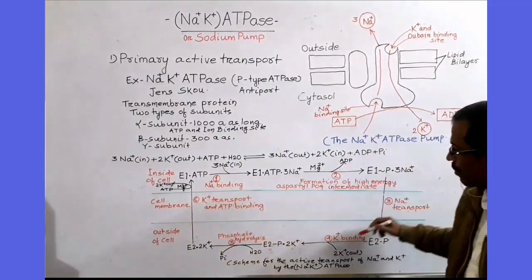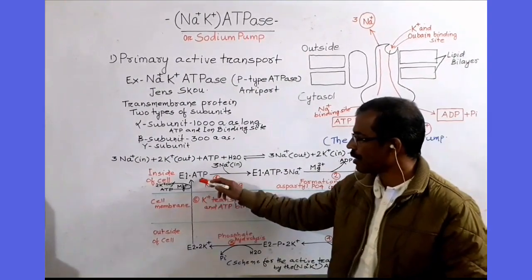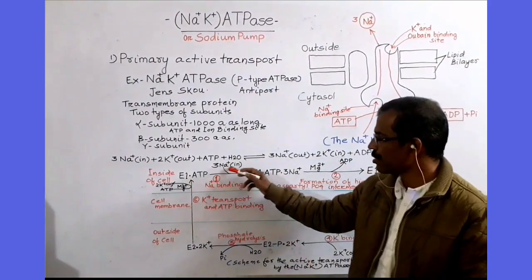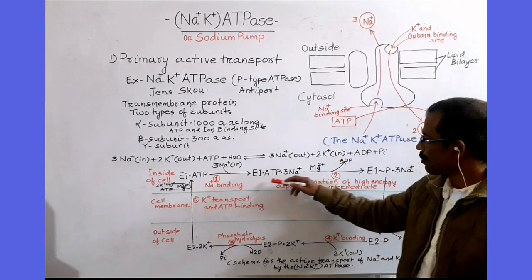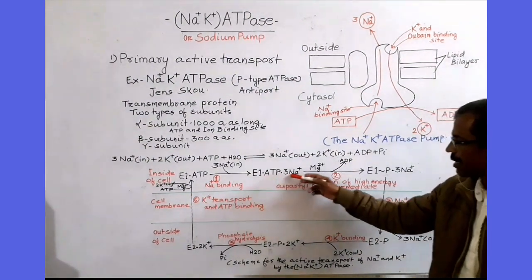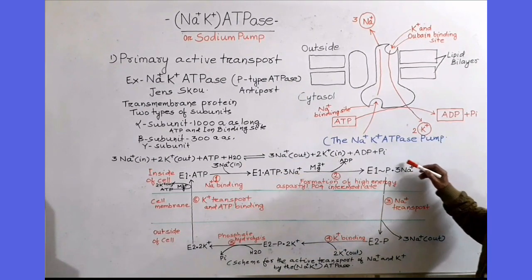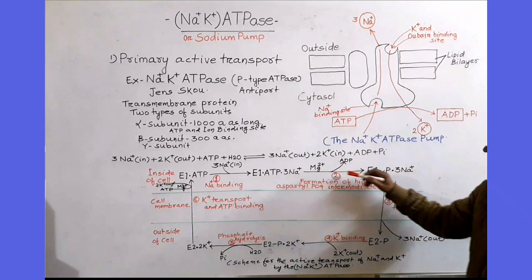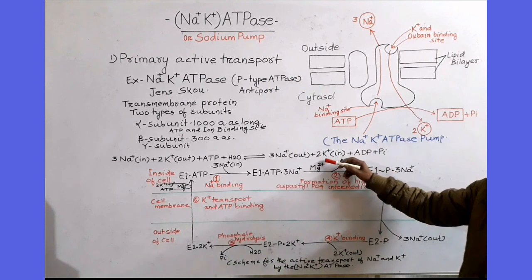This is the scheme of sodium and potassium transport. In the first step, E1 ATP, which acquires ATP inside the cell, binds with 3 sodium ions to form a ternary complex, that is E1 ATP 3Na+. In the next step, this ternary complex reacts to form a high energy aspartyl phosphate intermediate, that is E1P 3Na+. In this step, ADP is released, and this step is dependent on magnesium ion.